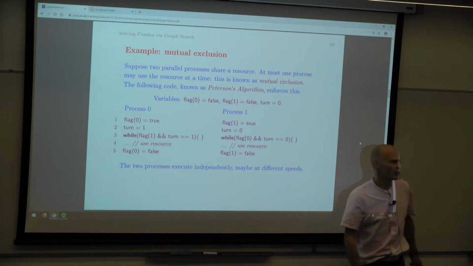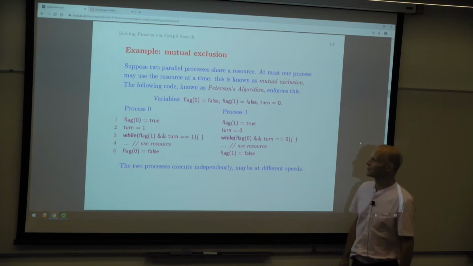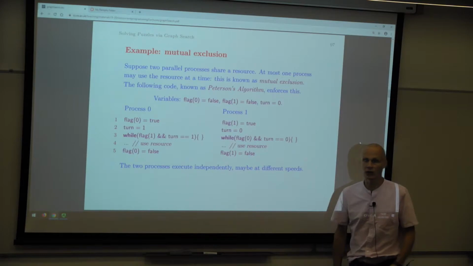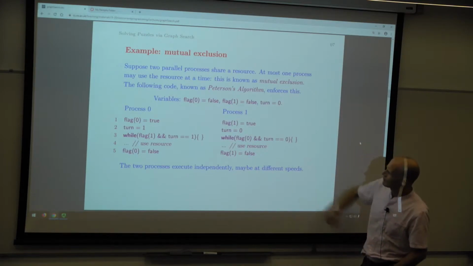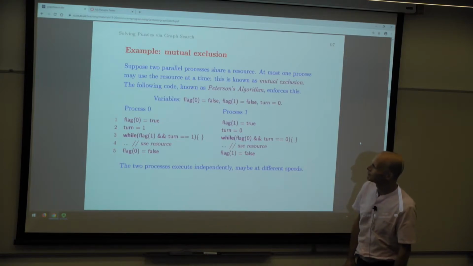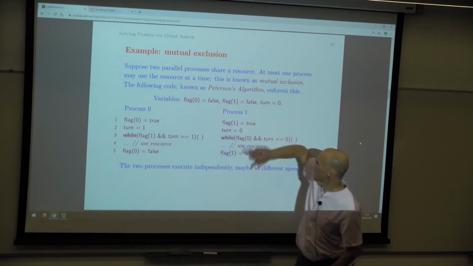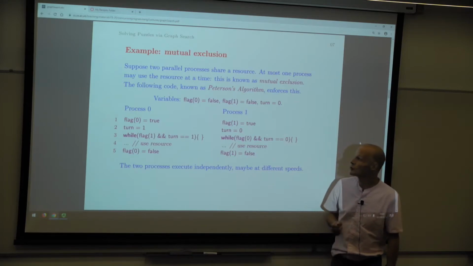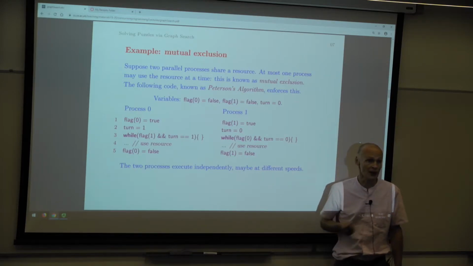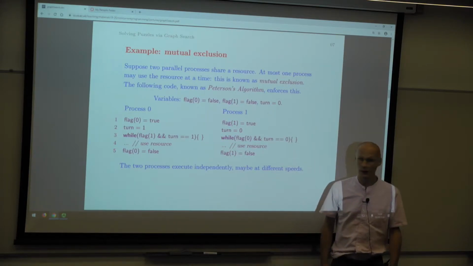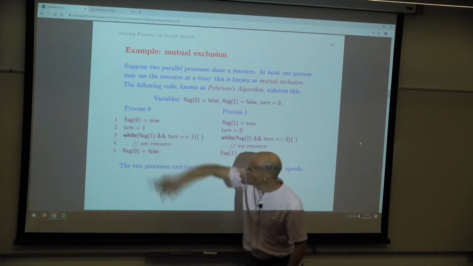Here's an algorithm known as Peterson's algorithm that solves this problem, and we can see how to solve this using a graph search. So I've written the algorithm out in some sort of pseudocode. This algorithm uses three variables: flag 0, flag 1, and turn. The flag variables are used to indicate that a particular process is trying to access the resource, and turn is sort of used to mediate when they're both trying. Here's the code for process 0 over here.